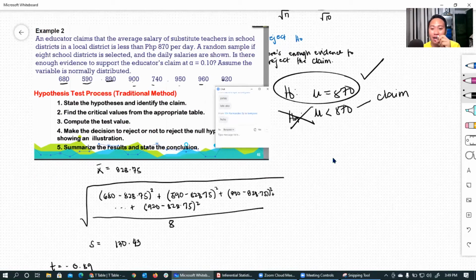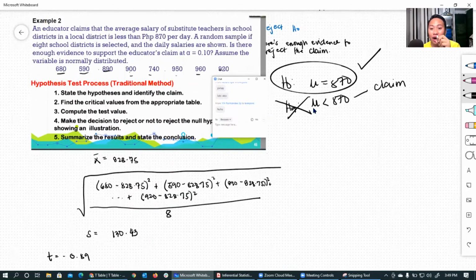If we are accepting the null hypothesis, we are rejecting the alternative. So since we are accepting the null here, meaning to say the null is true.